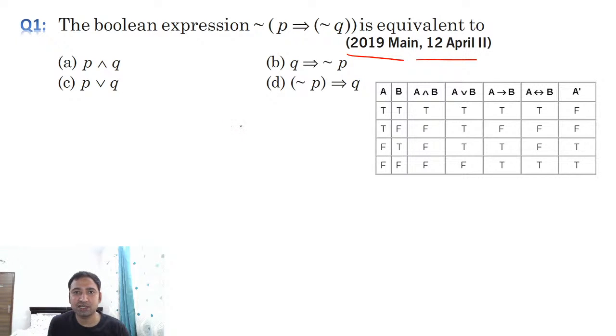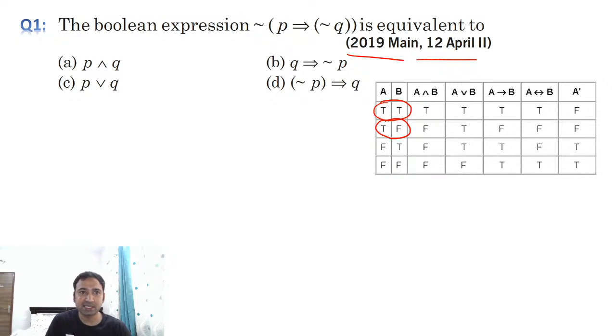The Boolean expression negation of P implies negation of Q is equivalent to. So we can see the truth table here. If you can remember this truth table, we can easily find the answer within 1 minute. For that, you can take any one substitution: either P true, Q true, or P true, Q false, or P false, Q true. Out of these 4 rows, take any one substitution.